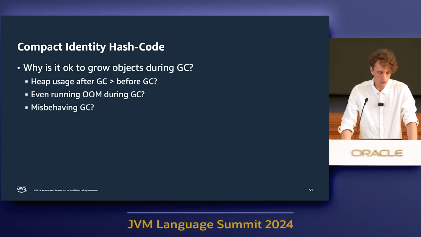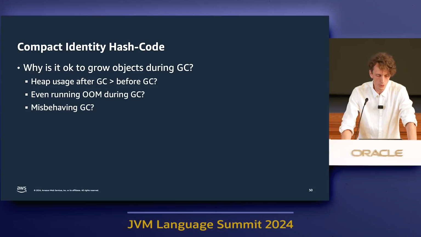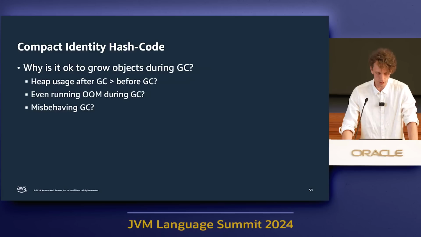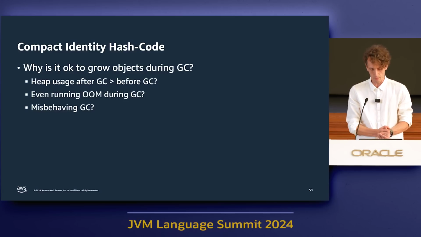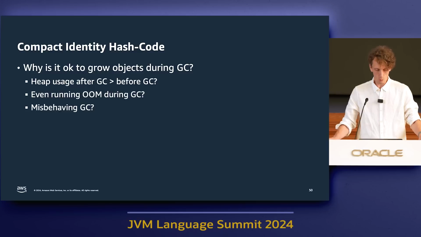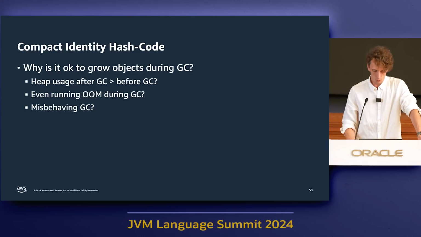So now, a common concern that I heard is, why is it even okay to grow objects during GC? Isn't that a problem when we could get the situation, maliciously or even by accident, that we get increased heap usage after GC than we had before the GC, or even running out of memory during GC, or even worse, get a misbehaving GC? Why I think it's okay to grow objects during GC?